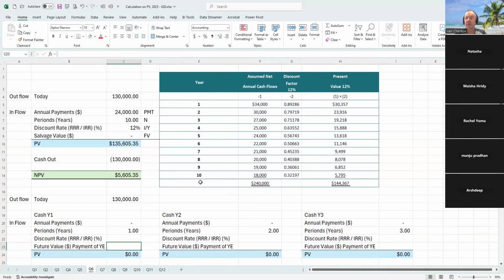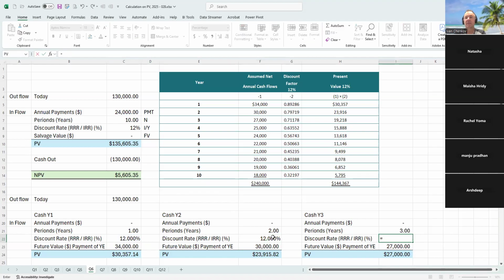And the first year, I'm going to get $34,000. The second year, I'm going to get $30,000. And the third year, I'm going to get $27,000. My discount rate, the rate that I want, is 12%. And that's still 12%, and that's still 12%.